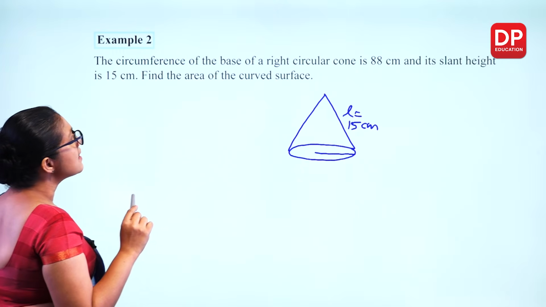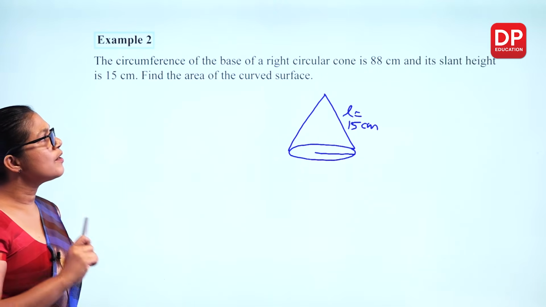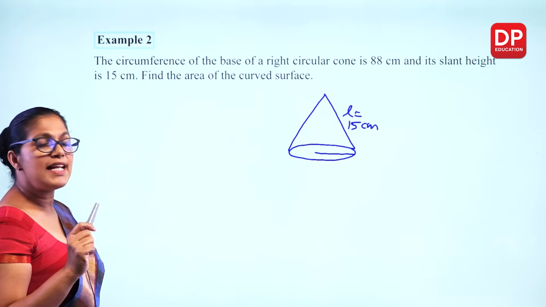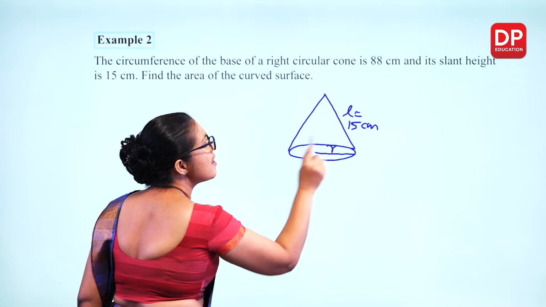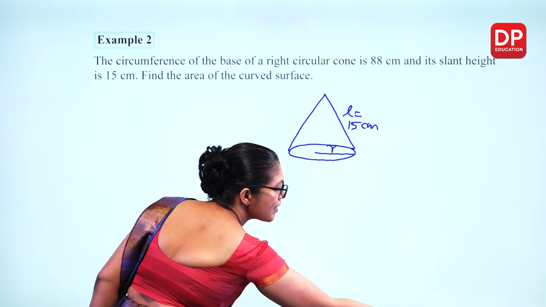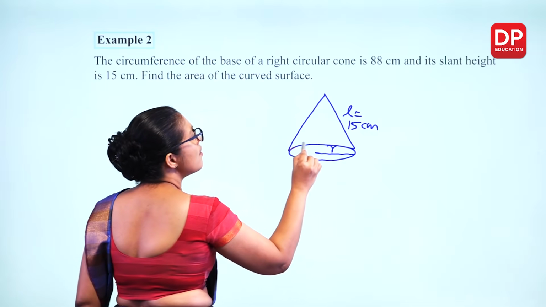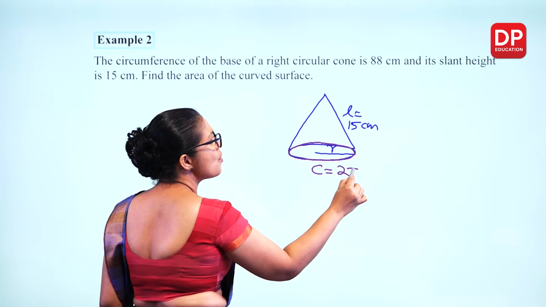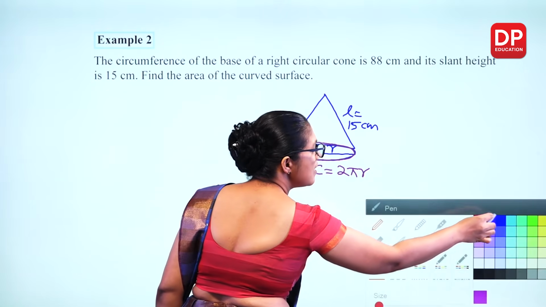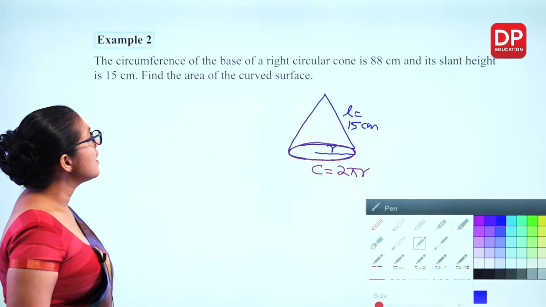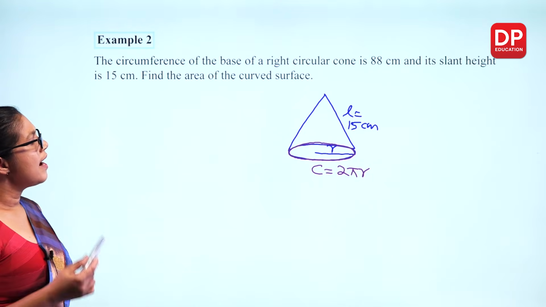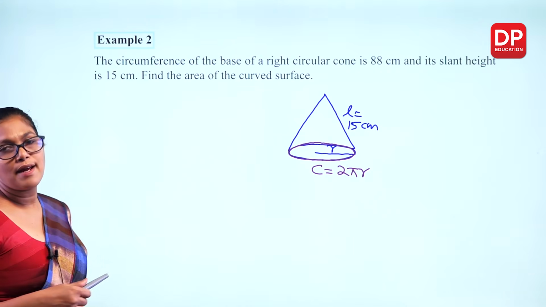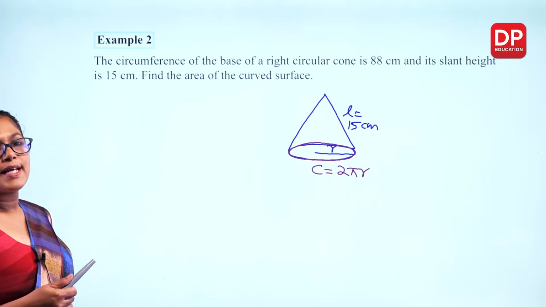And also the circumference of the circular part. This base part is given as 88. If the radius is r, how can we find out the circumference? What's the formula for the circumference of a circle? We know that's 2 pi r. If the radius is r, that's 2 pi r. So here we can use 2 pi r and find out the radius of the cone, and then we can find out the surface area.